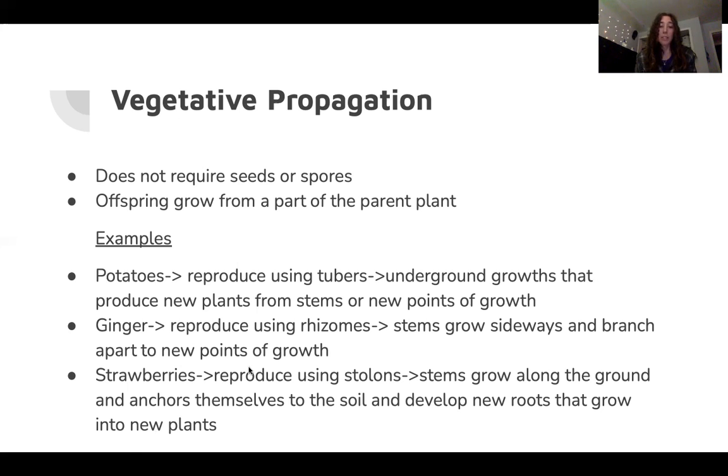And then strawberries do something similar. They reproduce using stolons, which are basically stems that grow along the ground, and they anchor themselves into the soil, and that's where they develop new roots and grow into new plants.